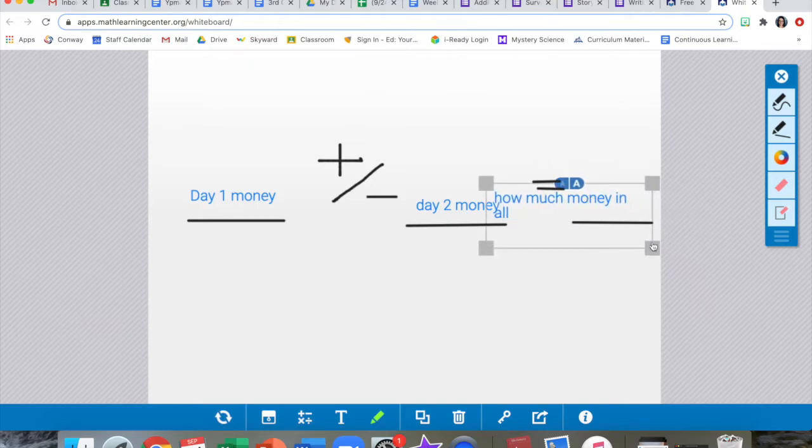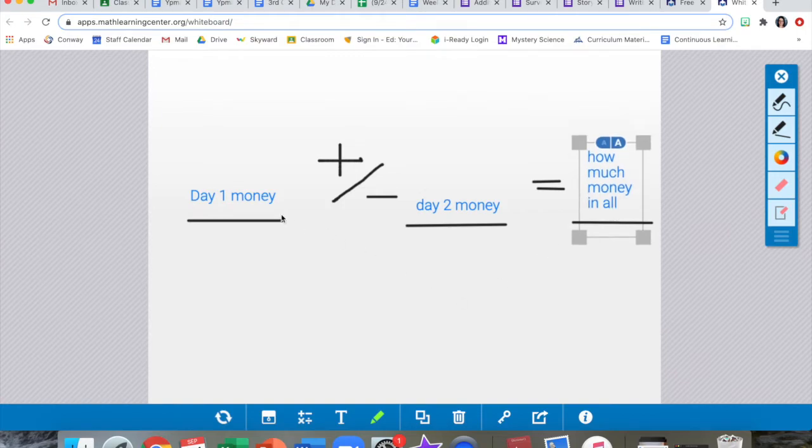There we go. Okay, so this should feel very similar to the equations that we made earlier in the week when we were just doing them as stories. Was this story a putting things together and getting more kind of story, or was this a taking away kind of story? Yeah, it was putting things together. We took the first day's money and we added it to the second day's money to get how much money in all. All right, to solve this problem, we're going to change these word labels into numbers.